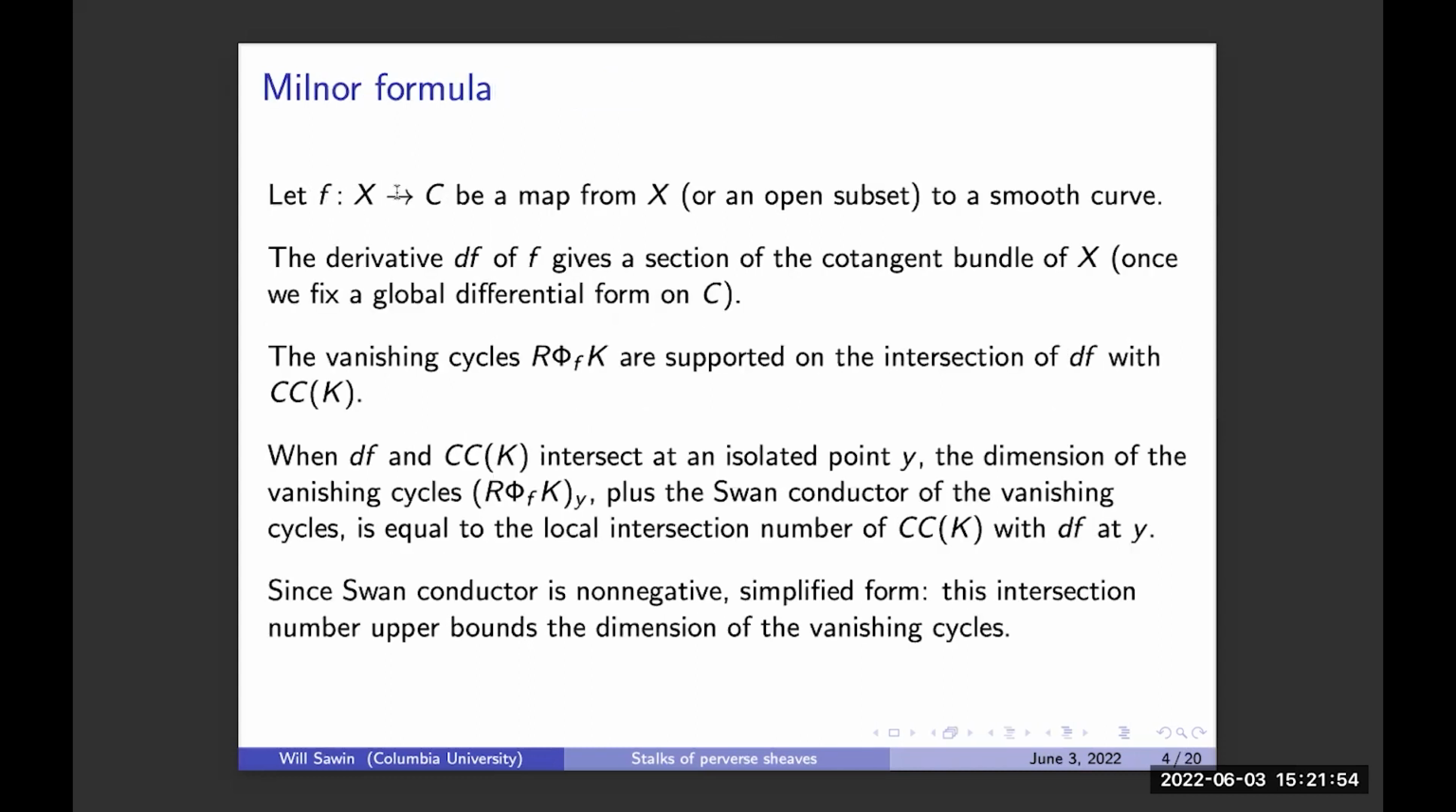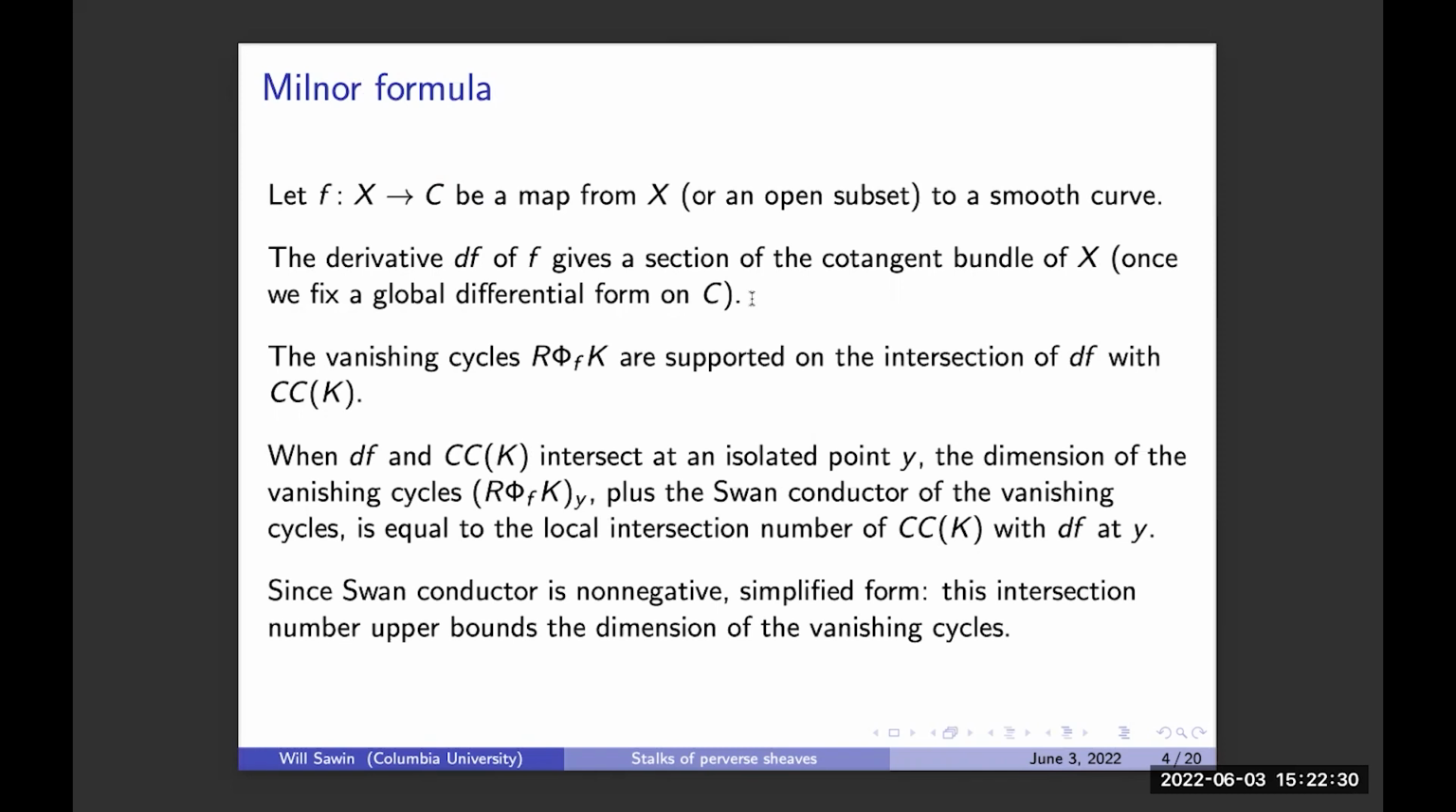And so the setting of the formula is you have a map from your variety X to a curve C, or maybe from an open subset of your variety to a curve. We're going to look at the derivative of this map. And the derivative of this map, we can think of it as a differential form on X, so a section of the cotangent bundle. And we can do that as soon as we fix a global differential form on C, which, for example, if C is the affine line, this is very easy to do.